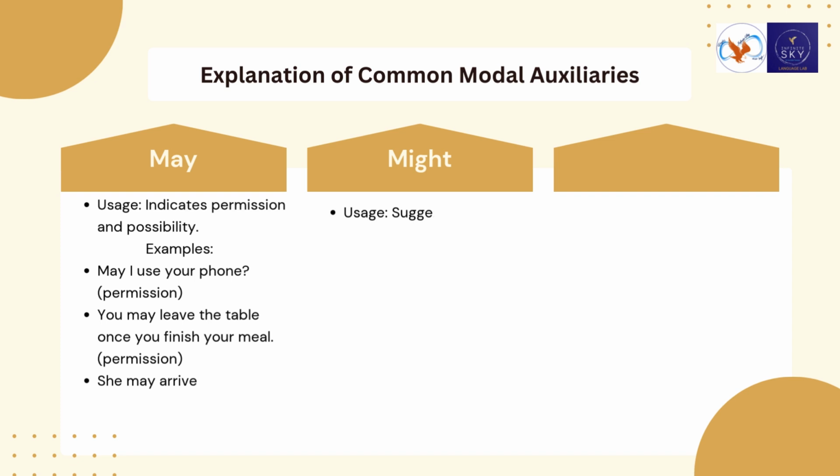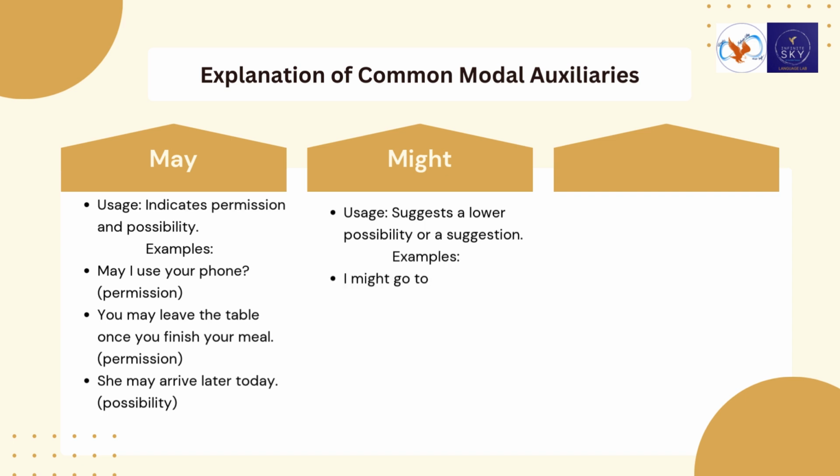Might expresses a weaker possibility or sometimes a suggestion. For example, I might go to the movies tonight. Lower possibility. We might want to consider other options is a suggestion.